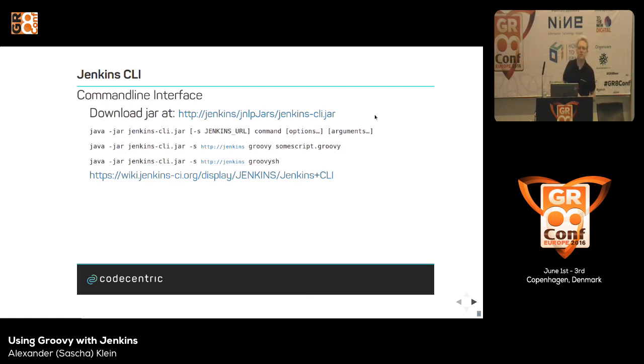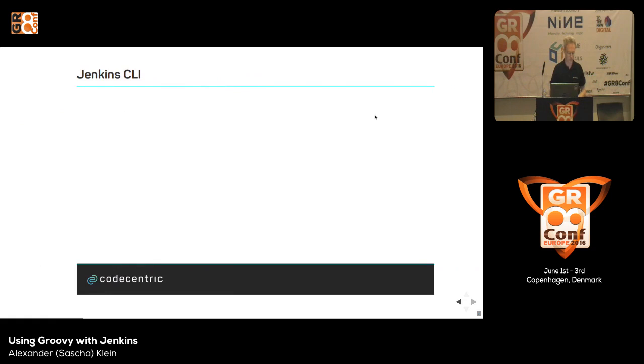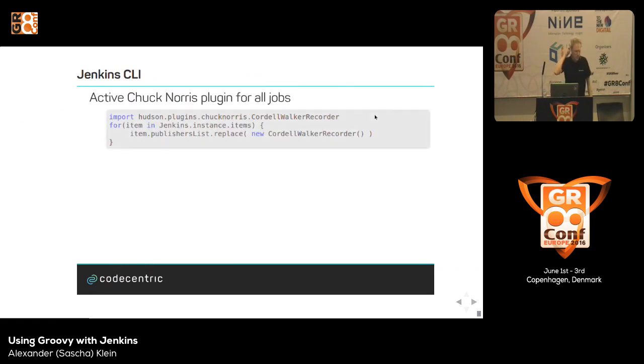The documentation you can find on this link. So, a small example: if you want to activate the Chuck Norris plugin in all your jobs, because it's cool and we can. Or any other plugin, it's just an example. You can just iterate over the items of the instance, so the jobs, and then go to the publishers list and replace the Chuck Norris recorder. This is the Chuck Norris plugin. So you have to know the classes inside of the plugin, but I think with a bit of research, you can find that for all of the other plugins.